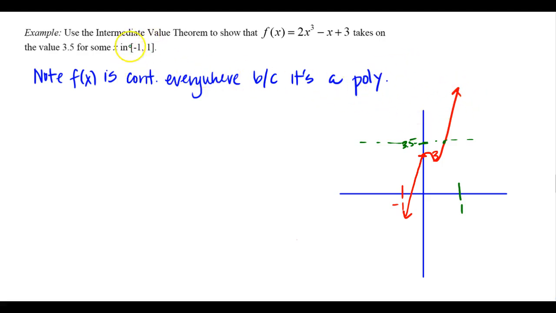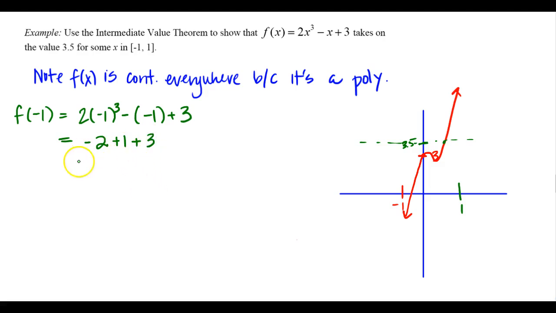So what we're going to do is take the endpoints that were given in the interval and plug them into the function. So let's go ahead and first take -1, plug it into f of x. So f of -1 is 2 times -1 cubed minus -1 plus 3. So here we'll get -2 plus 1 plus 3. So we get out positive 2. So we know that f of -1 equals 2.